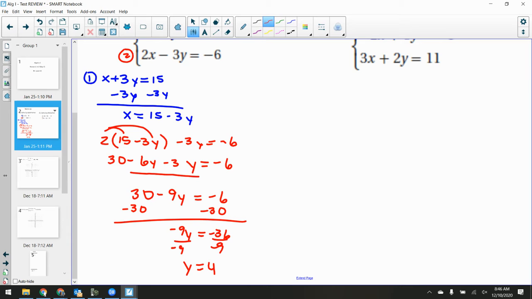And now all I need to do is solve for x. Now, I've got an equation here that's already pre-solved for x. x is equal to 15 minus 3 times y, but y is 4. So x is equal to 15 minus 12. So x is 3. So my final answer is (3, 4). Questions about that?